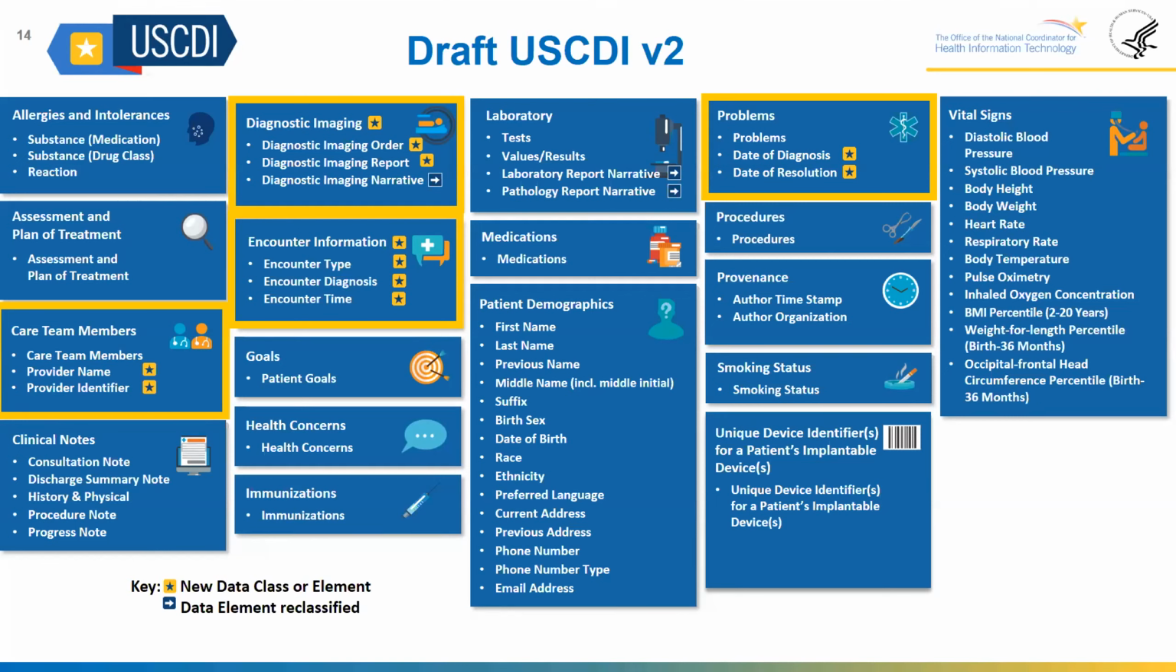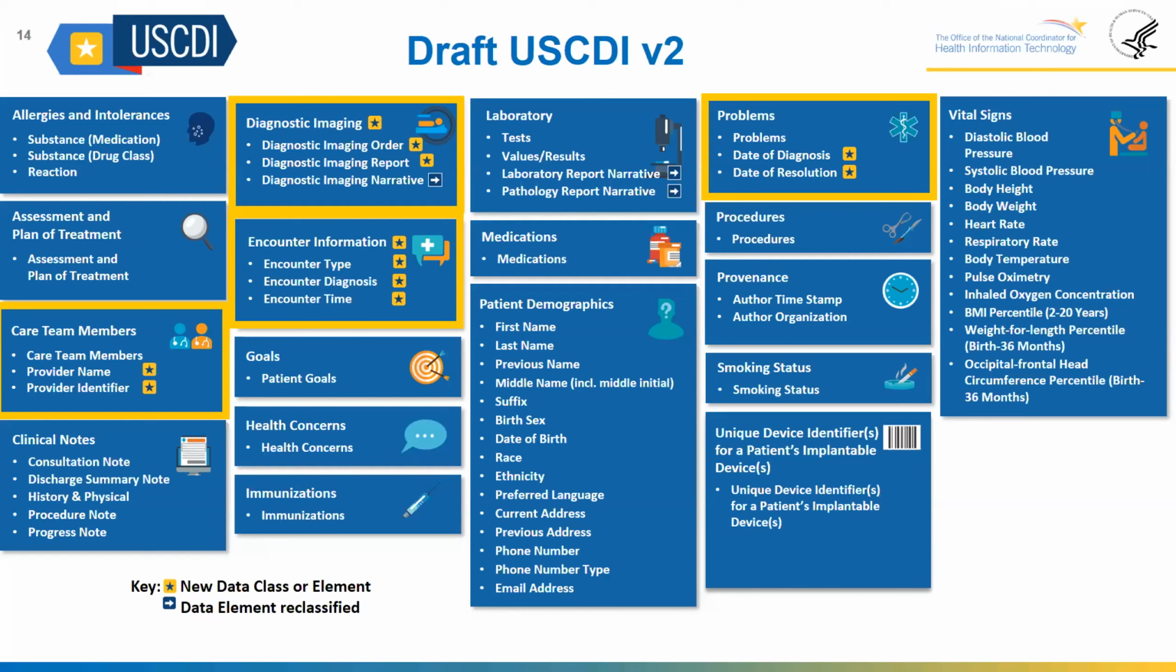And finally, 3 data elements that were part of the clinical notes data class were reclassified, and those are indicated by the blue arrows. The 3 data elements that were part of the clinical notes data class were reclassified into different data classes, although the guidance on how to implement diagnostic imaging narrative, lab report narrative, and path report narrative did not change.